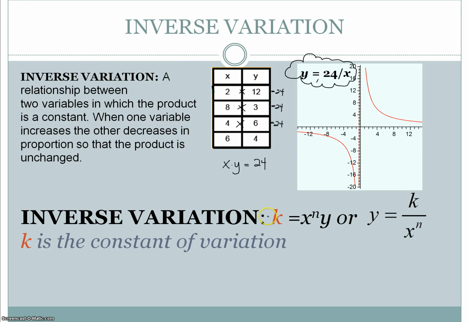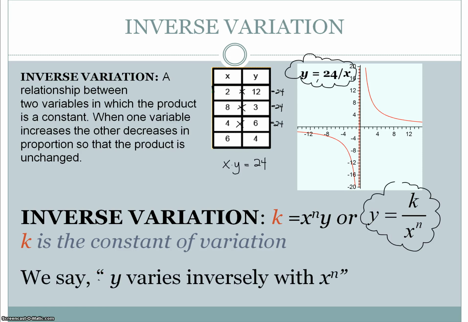k, the constant of variation, is equal to the product of x to the n times y. And then again, because of convention, just what we're used to seeing, y equals something, we might see this written as y equals k, the constant of variation, over x to some power. And when we have inverse variation, we say y varies inversely with x, or with x to the n. So an example of inverse variation might look something like this.